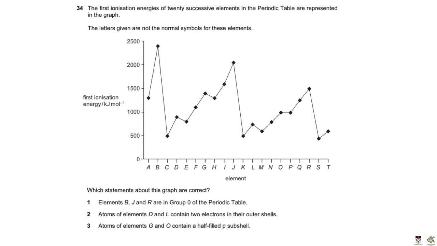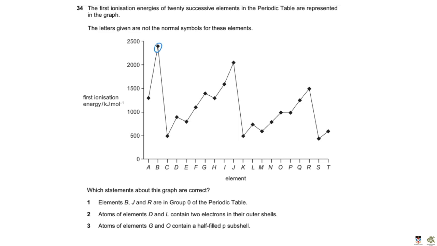The first ionization energies of 20 successive elements in the periodic table are represented in the graph. The letters given are not the normal symbols of these elements. Which statements about this graph are correct? Elements B, J, and R are in group 0 of the periodic table.